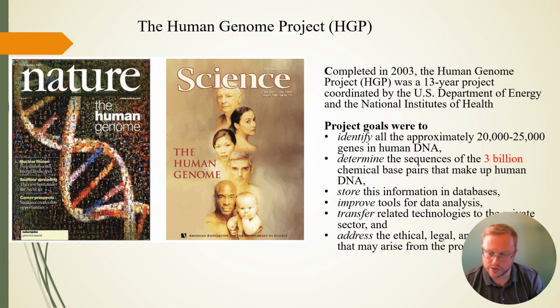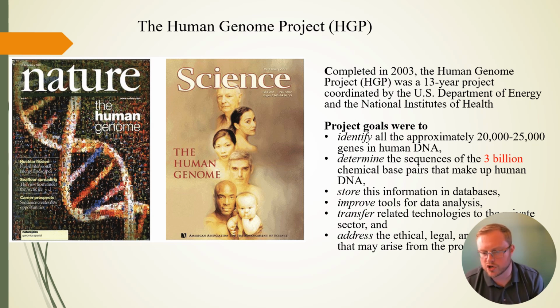So the project goals were to identify all of the approximately 20,000 to 25,000 genes in human DNA. At the time, we thought there was going to be close to 100,000, but like I said, it turns out that one gene can code for more than one protein, and there's a whole bunch of reasons for that that are beyond the scope of what we're doing here.